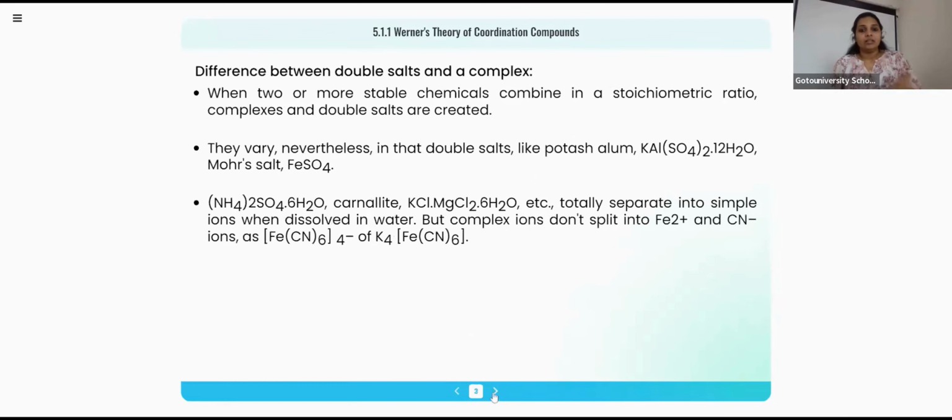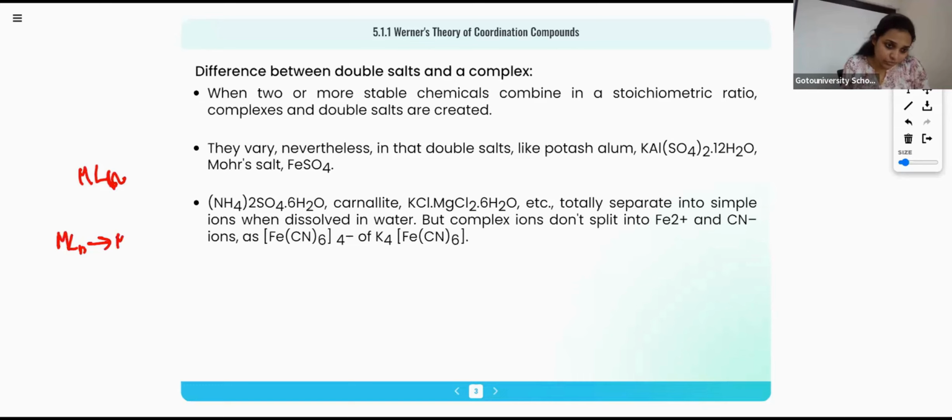Now the next one: the difference between a double salt and a complex. A double salt is when two or more chemicals combine. We may think double salt and complex are similar, but they are not. A coordination complex means the metal atom is surrounded by ligands, suppose N is the number of ligands. We cannot split a coordination complex into metal and ligands. But a double salt, like Mohr's salt, we can split into all its ions, including the metal ions. For a particular coordination complex, we cannot split it into metal atom and ions.